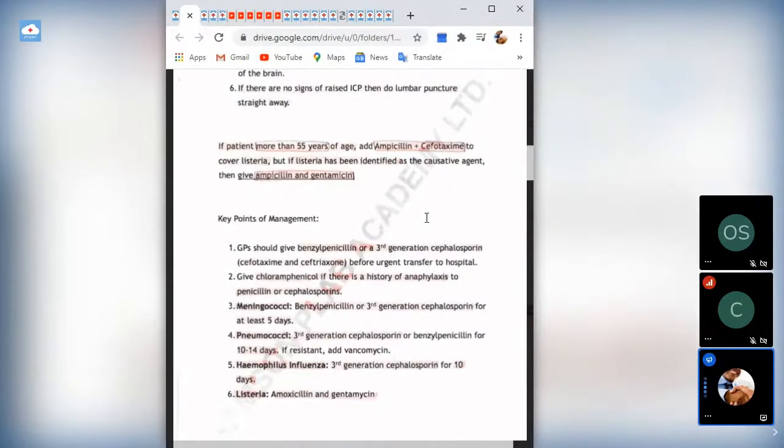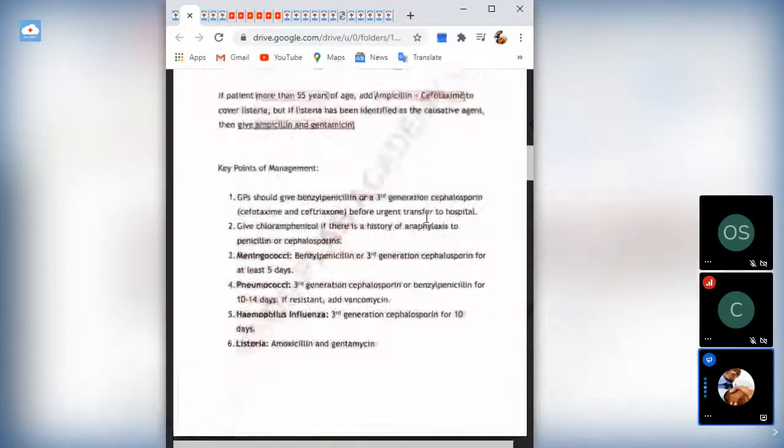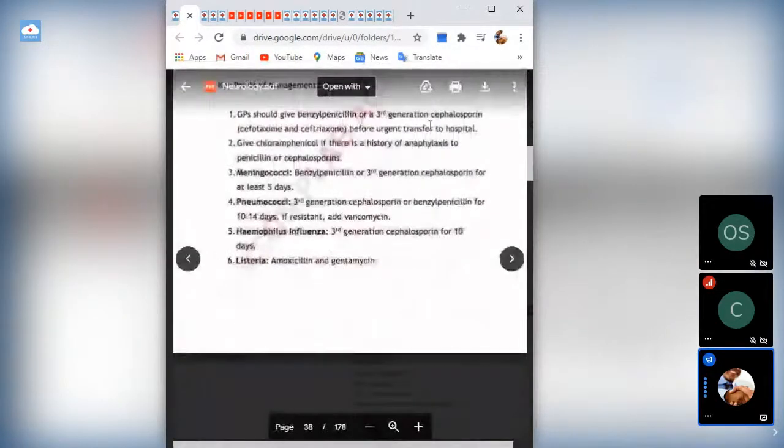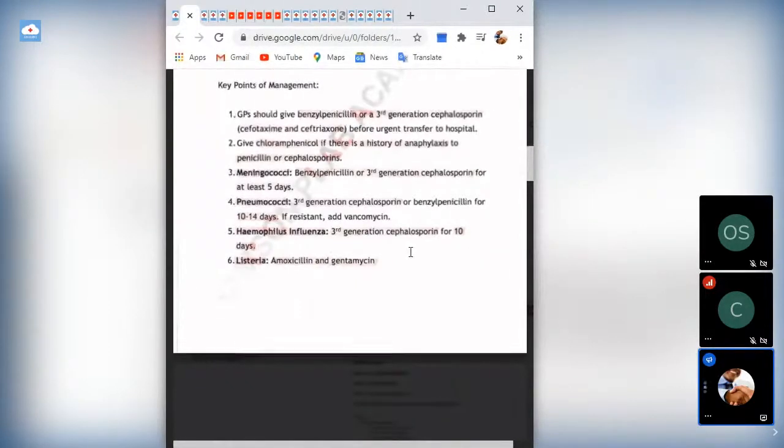Your benzylpenicillin IV, right? So key points in management: GP should give benzylpenicillin or a third generation cephalosporin before urgent transfer to hospital. Give chloramphenicol if there's history of anaphylaxis to penicillin or cephalosporin. Chloramphenicol is also a broad spectrum antibiotic, right? So in case of meningococcal meningitis and meningococcemia, you want to give benzylpenicillin, just the same thing, for at least 5 days. In case of pneumococcal, that's Streptococcus pneumoniae meningitis, you give the same third generation cephalosporin or benzylpenicillin for 10 to 14 days.